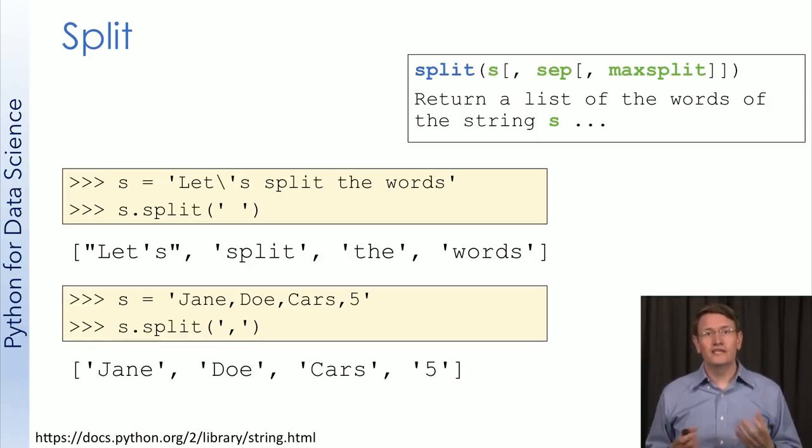Next, we see how you could do the same thing with a comma-separated value. Suppose this is a movie rating. Jane Doe rated the movie Cars with 5 stars, and that rating is stored with commas between the fields. Calling split with the argument as a comma will do this for you.